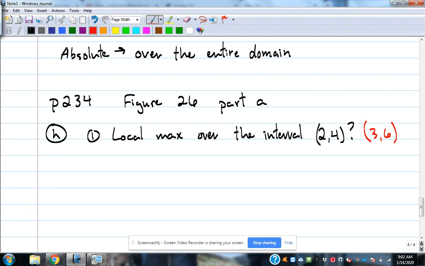Let's get a local min for the second part, over the interval 3, 5.